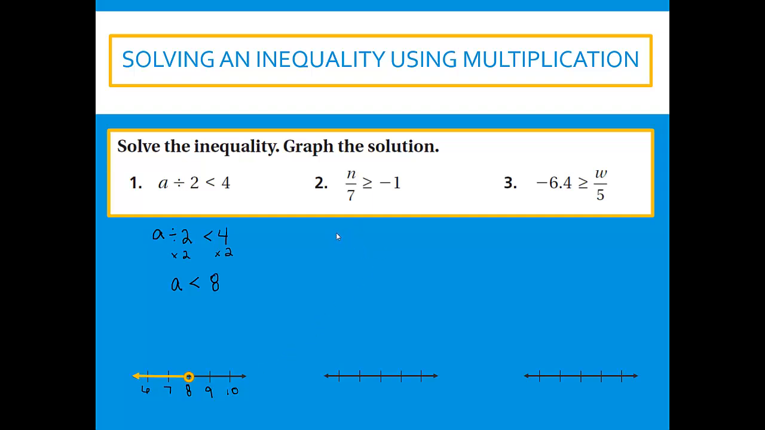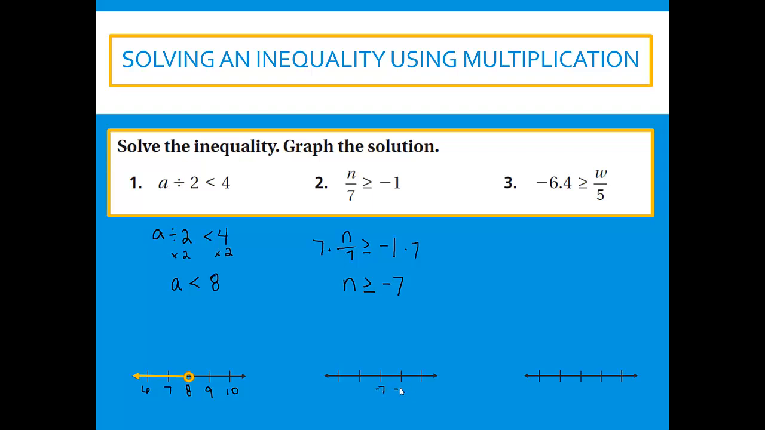Now for number 2, we have n over 7 is greater than or equal to -1. For this problem, we are dividing by 7, so we need to multiply by 7 to solve. So on the left-hand side, we have n, and then we have is greater than or equal to, and -1 times 7 is -7.